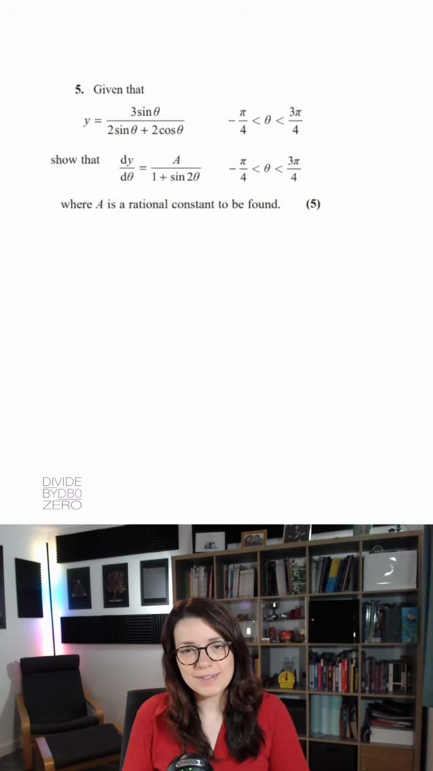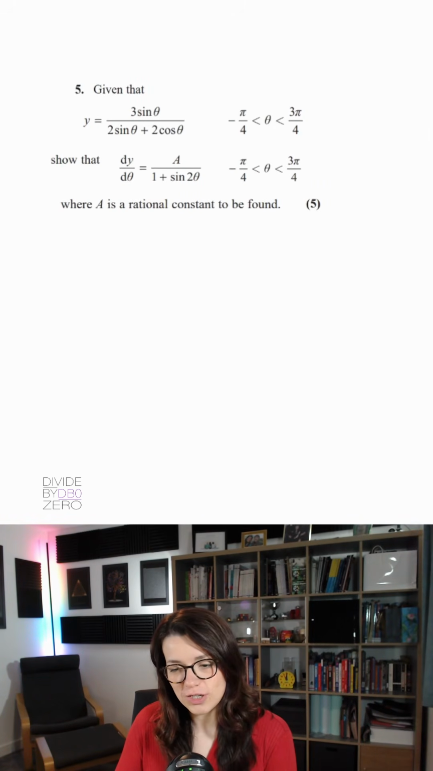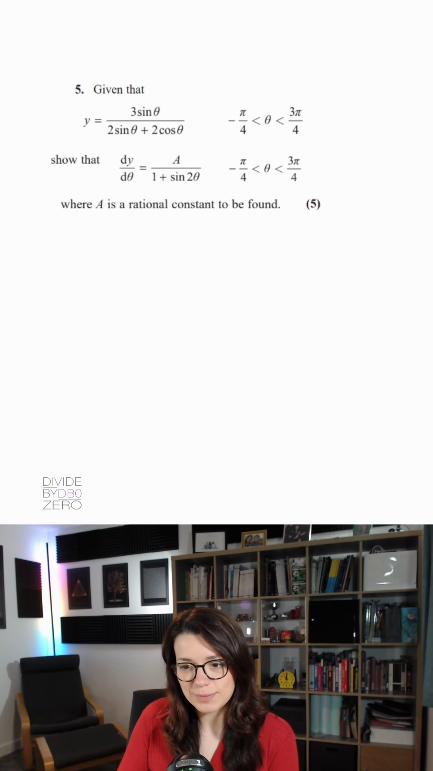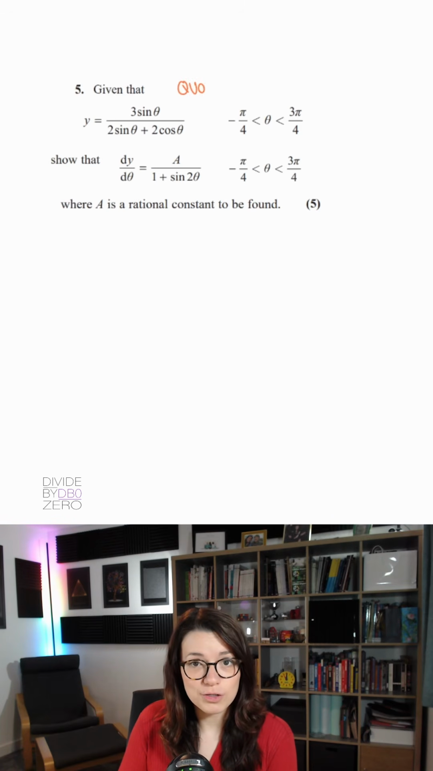Let's tackle this messy differentiation and trigonometry question. We're given an expression for y and asked to show that dy d theta is equal to that, where a is a rational constant to be found. We want to differentiate, and we have an expression here which is in a fraction, so the quotient rule seems relevant.